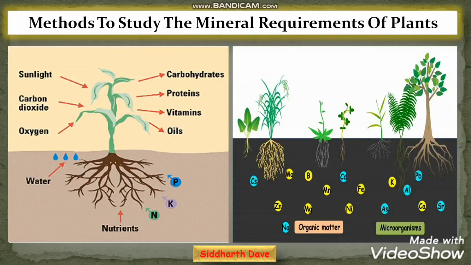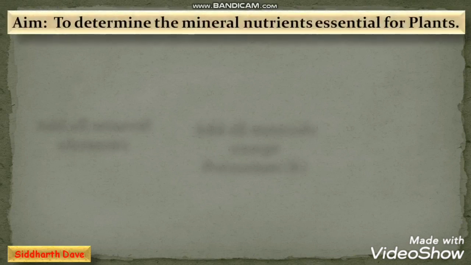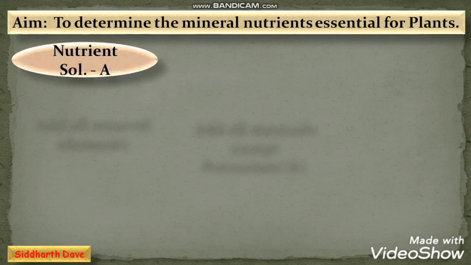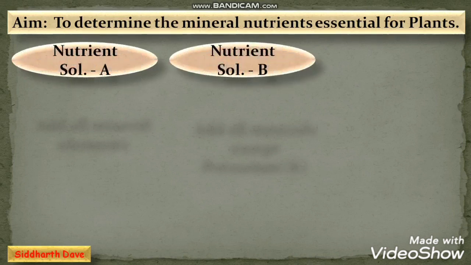Check the deficiency of that mineral element. Okay, or you can easily check which mineral is required or which mineral is essential for the plant. Now see, in this technique our main aim is to determine the mineral nutrients which are essential for the plant. For that we need to prepare two solutions, nutrient solution A and nutrient solution B.